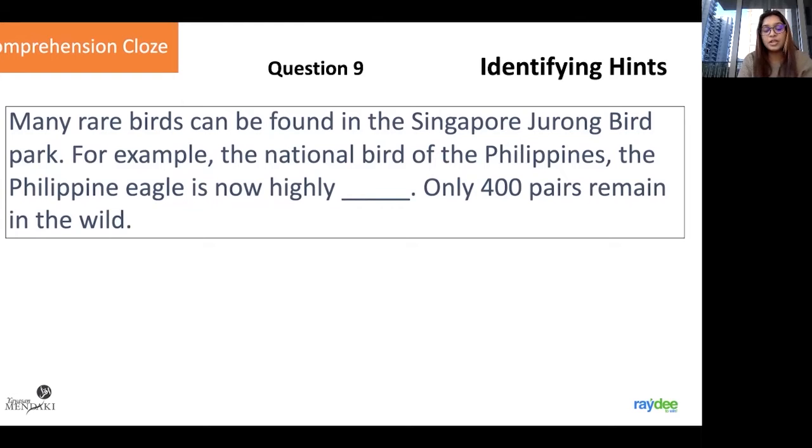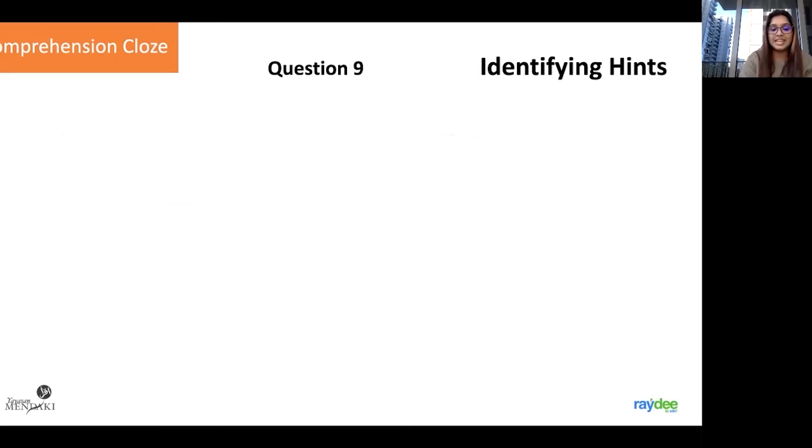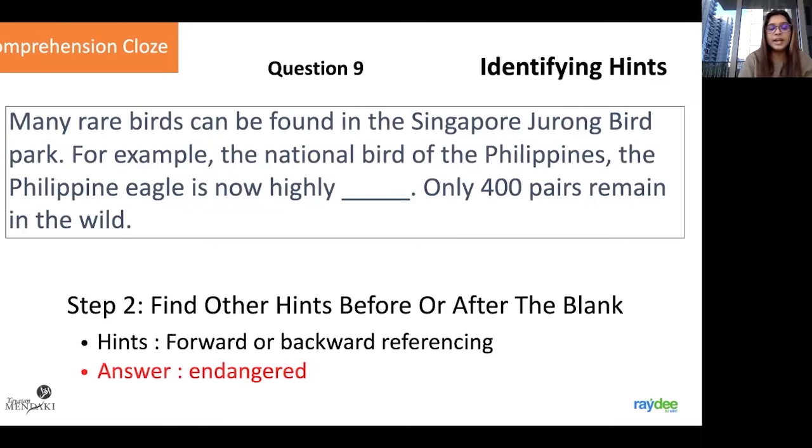And the other part you need to direct the students to is only 400 pairs remain in the wild. So that means that after this 400 pairs, we cannot find these birds anymore. So they are at the brink of extinction. So what would be the most appropriate word to use to explain this situation? So the word would be endangered, right? So for example, the national bird of the Philippines, the Philippine eagle, is now highly endangered.